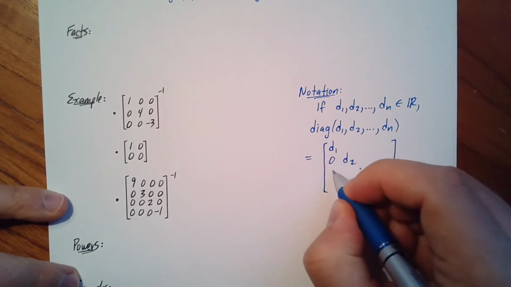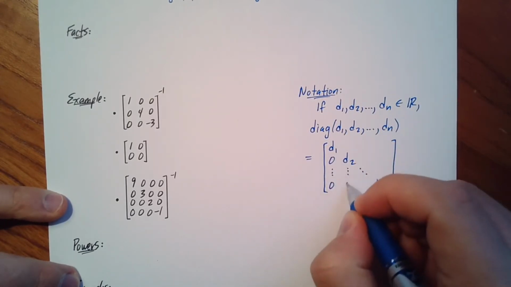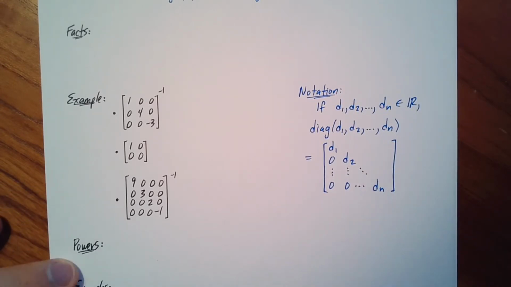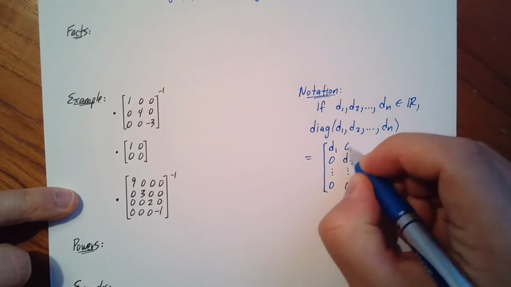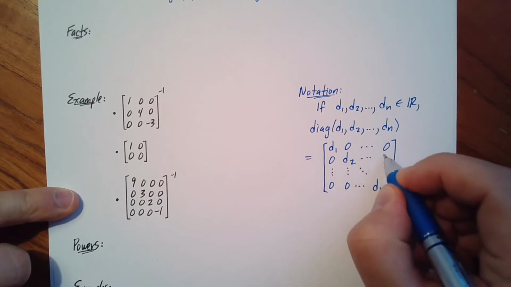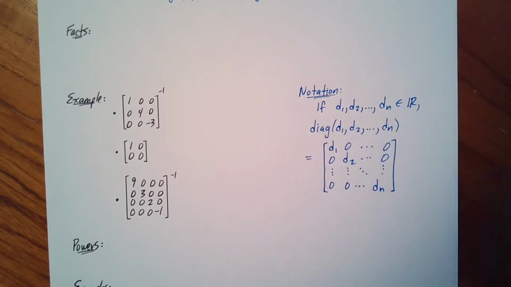So I'd have zeros all the way down for the rest of this column. Then the rest of this column would also be zeros, and then zeros would go all the way up until I got to the Dn at the end. Then the first row, you'd have zeros everywhere up until the end, and then the same pattern right here. So just copy these entries onto the main diagonal and put zeros everywhere else. And that's all there is to it. That's all there is to interpreting this notation.